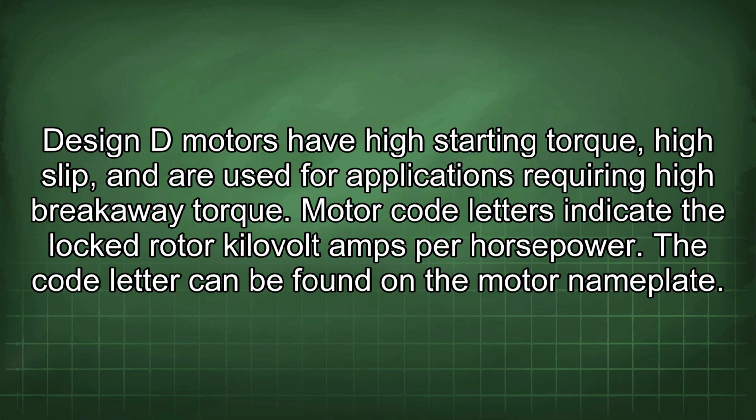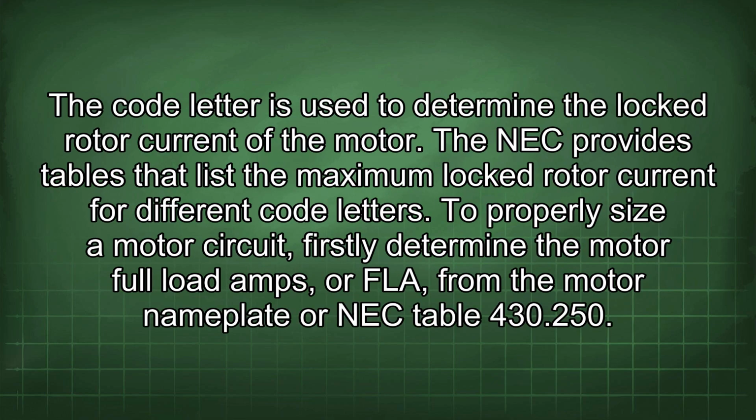Motor code letters indicate the locked rotor kilovolt-amps per horsepower. The code letter can be found on the motor nameplate. The code letter is used to determine the locked rotor current of the motor. The NEC provides tables that list the maximum locked rotor current for different code letters.